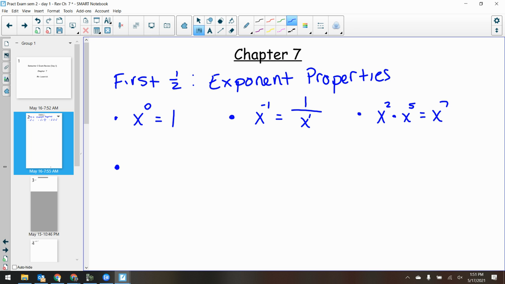Now, what would happen if I divide exponents? We subtract. So 7 minus 3 would be 4. Okay, so what would happen if I've got x to the 2nd, to the 4th? What happens when I take a power to a power? Multiply. Right, this would be x to the 8th.